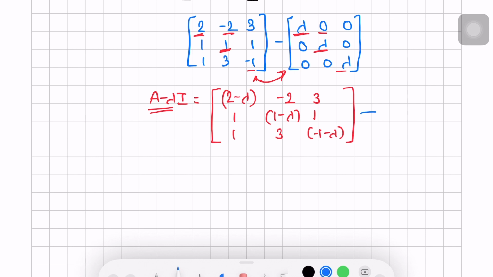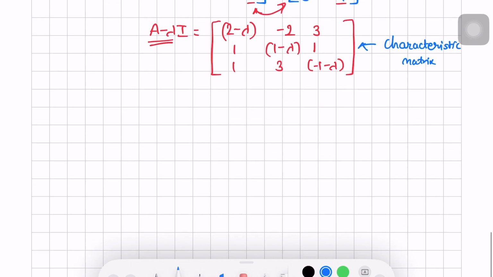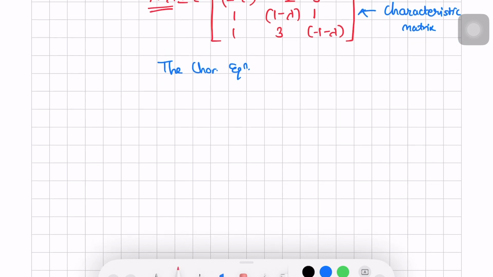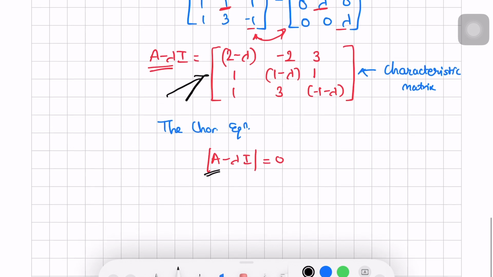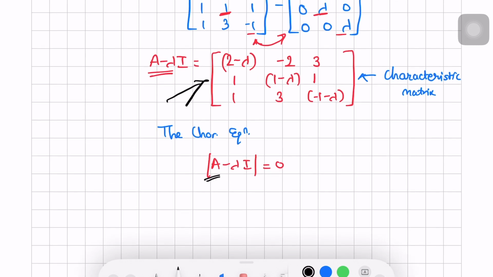This is also called your characteristic matrix. Now we are going to find the characteristic equation from this. To find the characteristic equation, the formula is determinant of A minus lambda I equal to 0. But to calculate this, you need to find the determinant of this matrix, and it would be a pretty difficult task to calculate the determinant of this matrix.